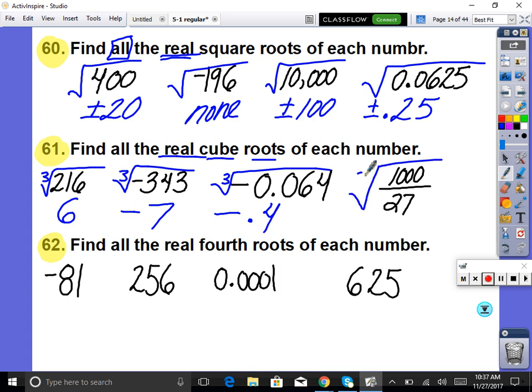Okay, let's do this one. The cube root of 1,000 over 27. Don't type this one in. What you should do is, if you're dealing with fractions, do it in sections. The cube root of 1,000 is 10. Cube root of 27 is 3, and only 10 over 3. Odd roots can have negatives. It's all good.